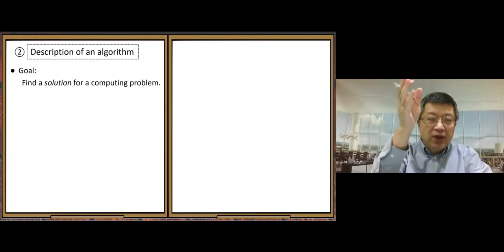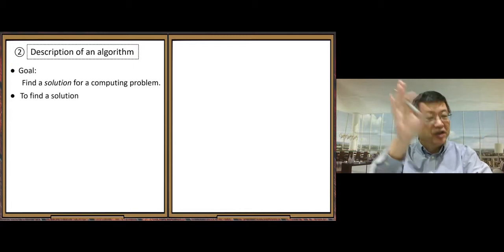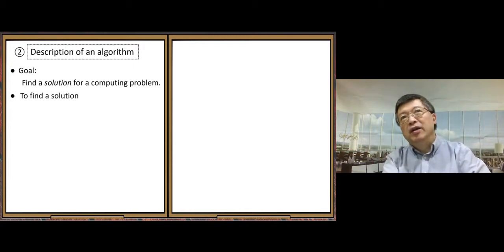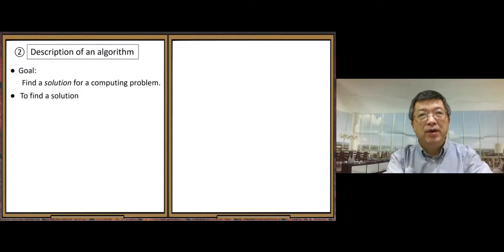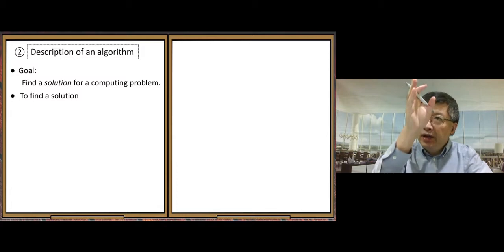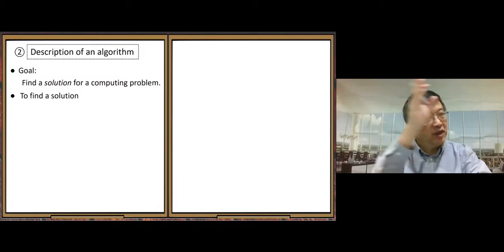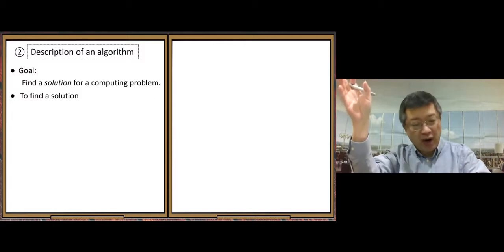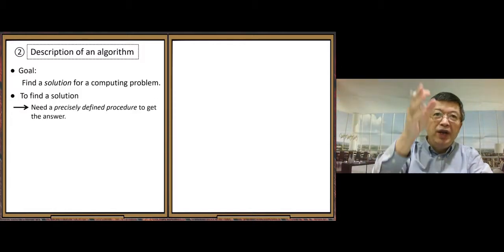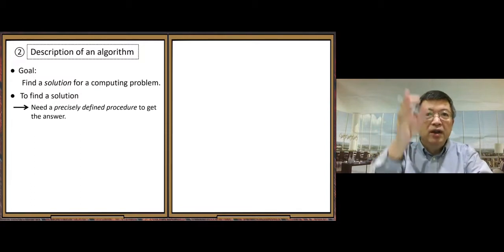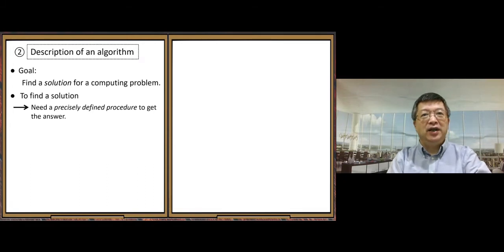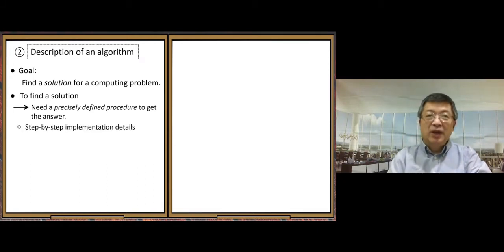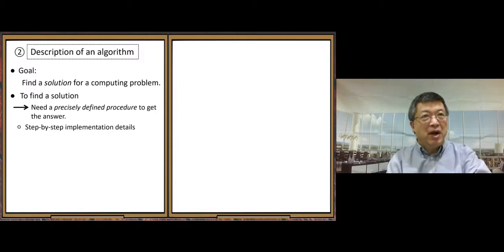So to find a solution, for the continuation of the previous video, remember, we need to develop a step-by-step procedure to solve the problem, right? So we need a precisely defined procedure to get that solution. What kind of step-by-step procedure, right? What kind of it?